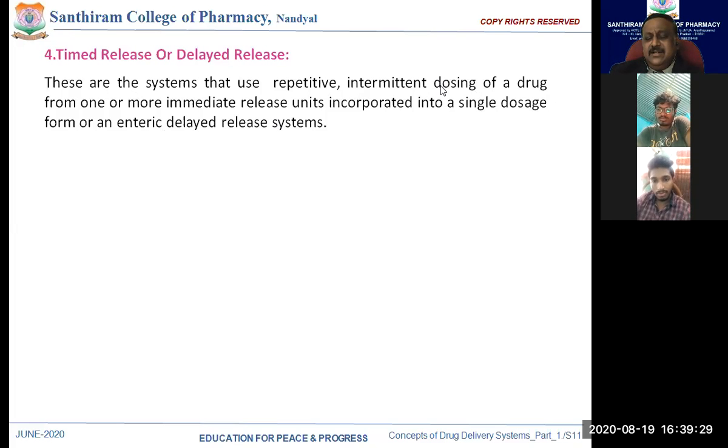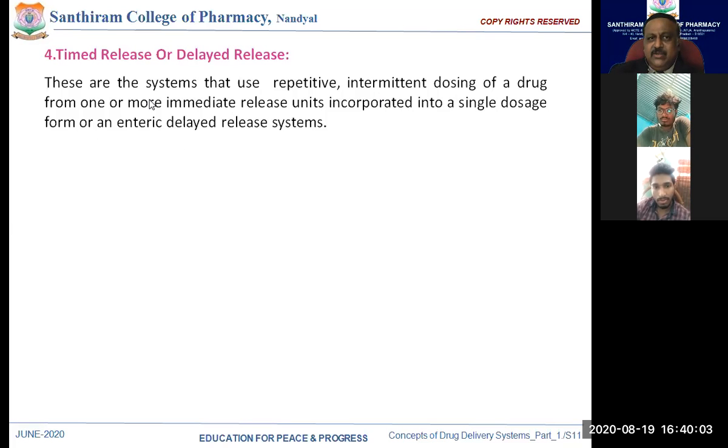So intermittent dosing means release with a regular pattern, right? One after the other, one after the other, the release will continue. When the first one is releasing, the second one will keep quiet. Once the first one is completely released, then the second release will start. The second is followed by the third, then the fourth, likewise. That is what they call intermittent dosing.